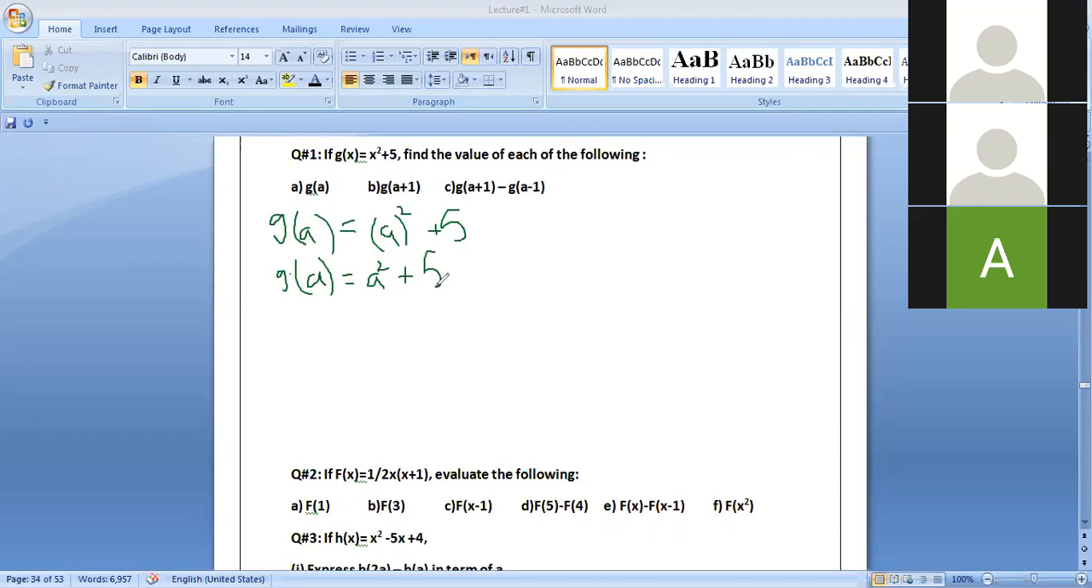No dear, we cannot solve it further. हम इसको solve नहीं कर सकते because a square is a variable term and 5 is a constant term. We cannot add. We will write it. This is the final answer of the question, right class? ये हमारा answer है. So we have done part A. Now part B. Part B देखते हैं हम.